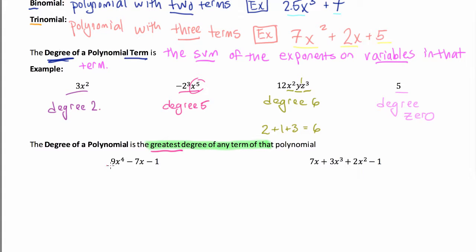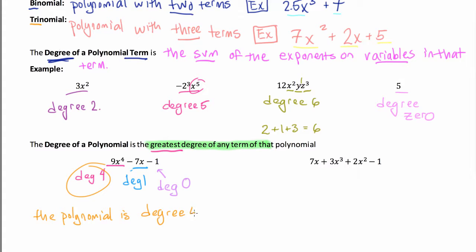So I look at these three terms. This term is degree 4. This middle term here is degree 1. And this last term is degree 0. So this isn't hard. All I have to do is look at these three numbers and see which one is biggest. This is biggest, so the polynomial is degree 4. So it's not hard, you just have to remember to not add them up.